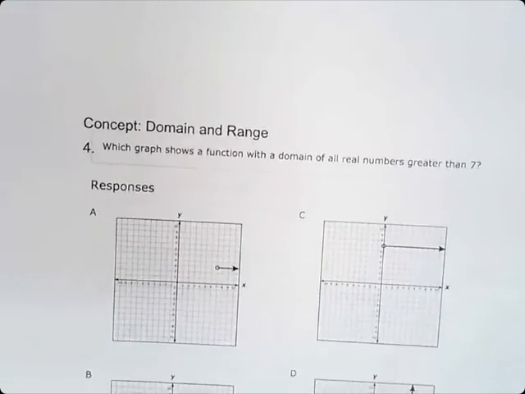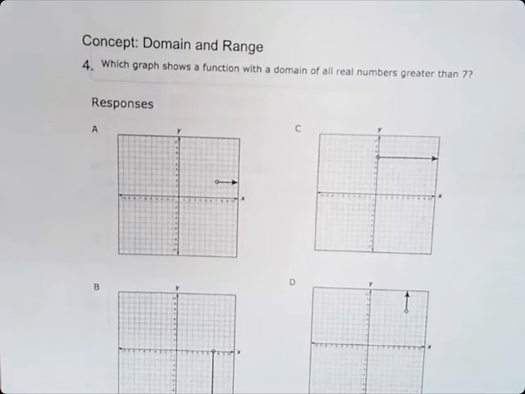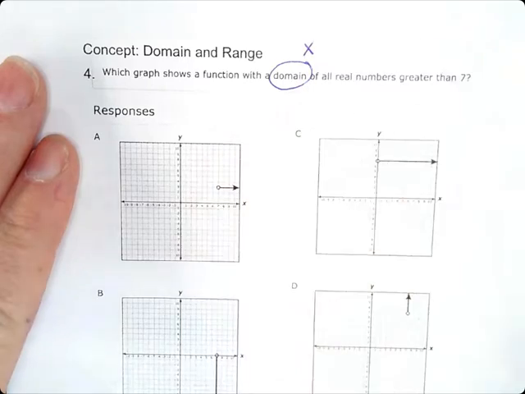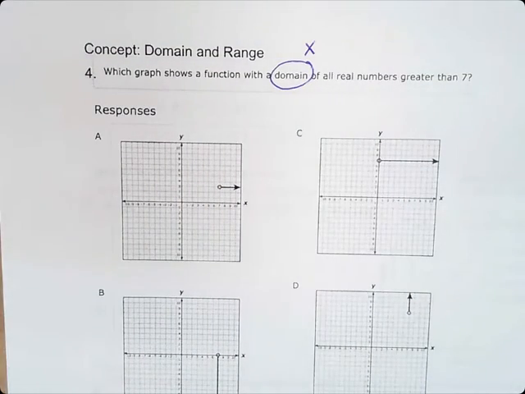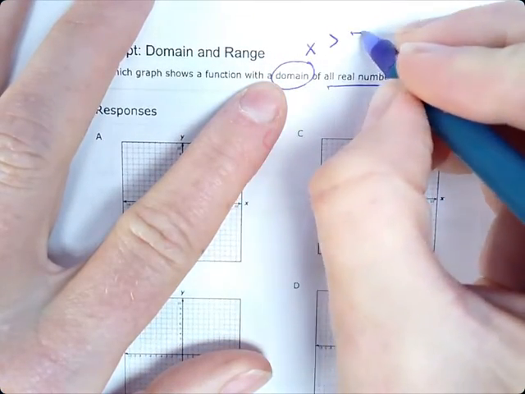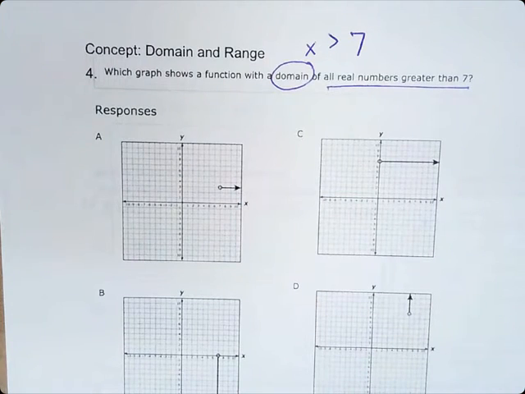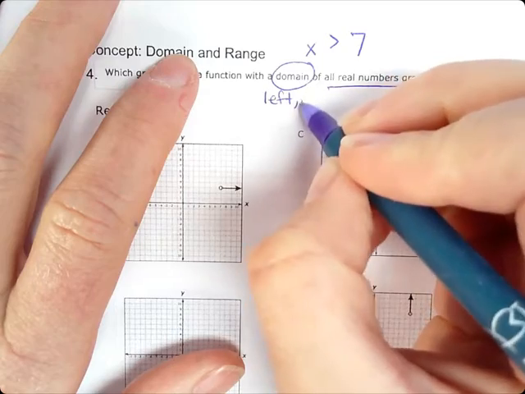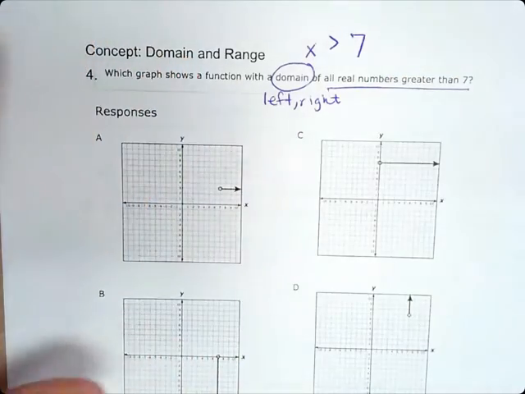Okay, let's look at number 4. Which graph shows a function with a domain of all real numbers greater than 7? So we know domain is our x values. And so it's saying all real numbers greater than 7. So x is greater than 7 for our domain. So we need to look at our answer choices and see which one has a domain that is greater than 7. So domain is how far left and how far right the graph goes.